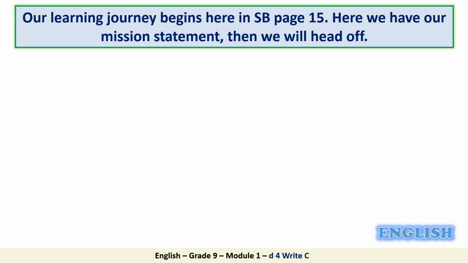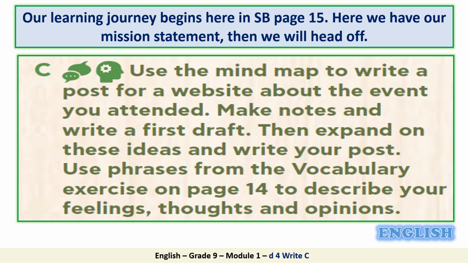Here we have our mission statement. Then we will head off. C. Use the mind map to write a post for a website about the event you attended. Make notes and write a first draft. Then expand on these ideas and write your post. Use phrases from the vocabulary exercise on page 14 to describe your feelings, thoughts, and opinions.